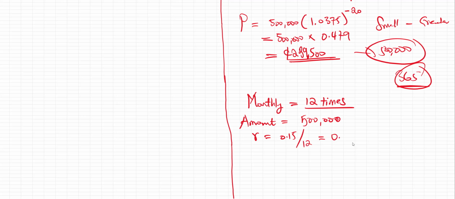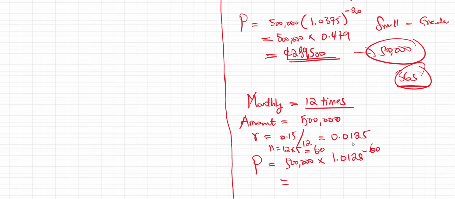Meaning our rate is 0.0125. Now our present value is 500,000 multiplied by 1.0125 raised to the power minus the periods, which is 12 multiplied by 5, 60. So let's find the discount factor: 0.475. That gives us 500,000 times 0.475, which is 237,500.